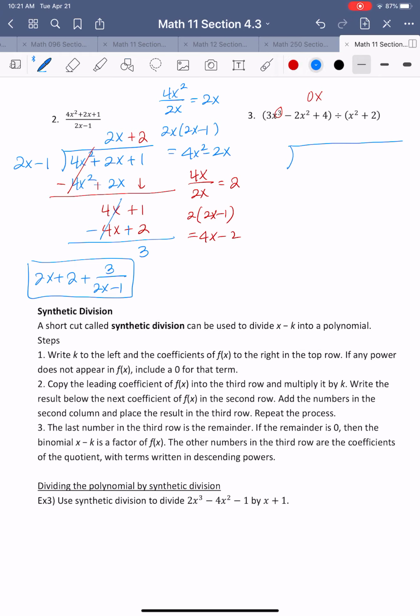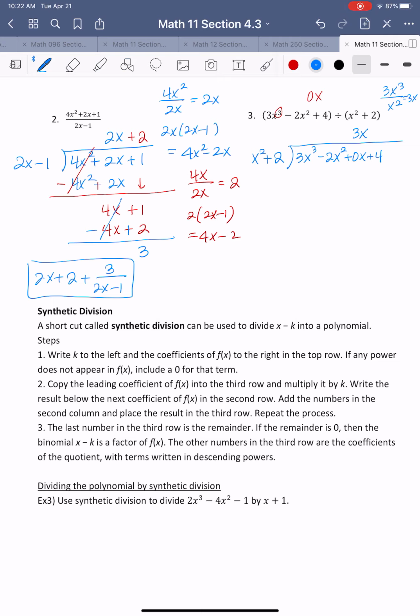So when you write it, I get 3x to the cube minus 2x squared plus 0x plus 4, and then divide by x squared plus 2. Especially in example 3, we have to use long division, because x squared plus 2, we cannot treat that as a linear. And then we do the division. So how do you divide it? You take 3x cubed and divide by x squared. I got 3x. So 3x above the 0x.